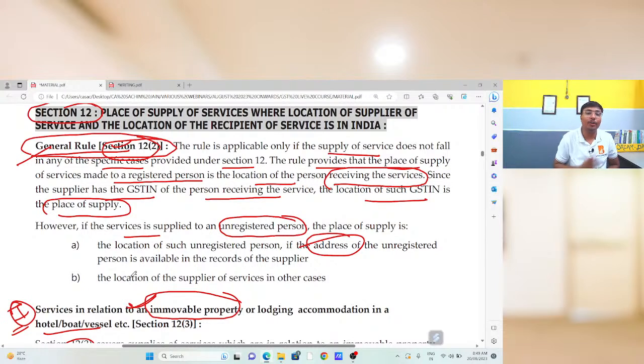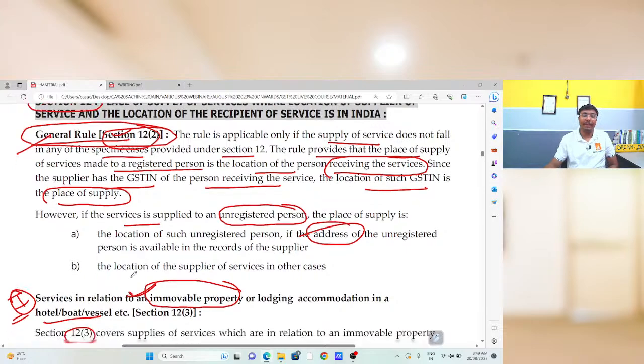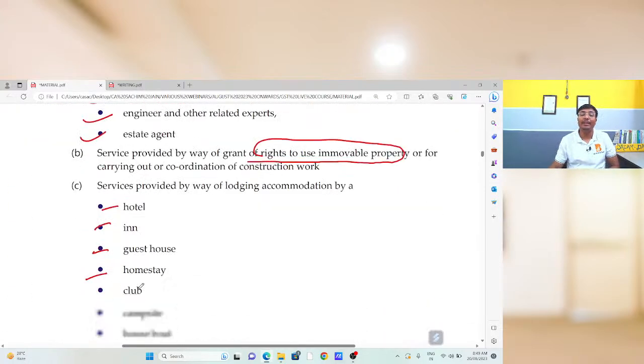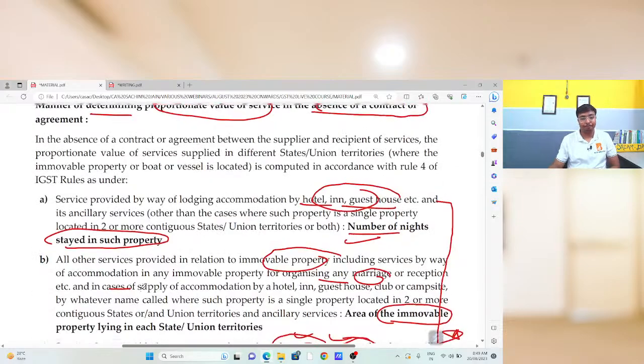If the recipient is not registered, in that case the address available in the record will be treated as the place of supply. And if the address is not available in the record, in that case the location of the supplier of the services will be treated as the place of supply. Next, related to immobile property, the situation of the immobile property will be treated as the place of supply.